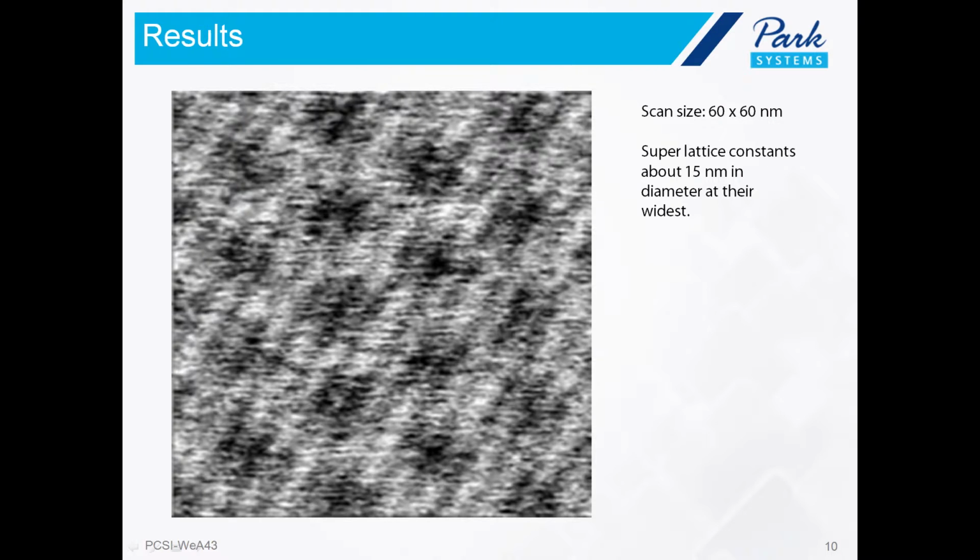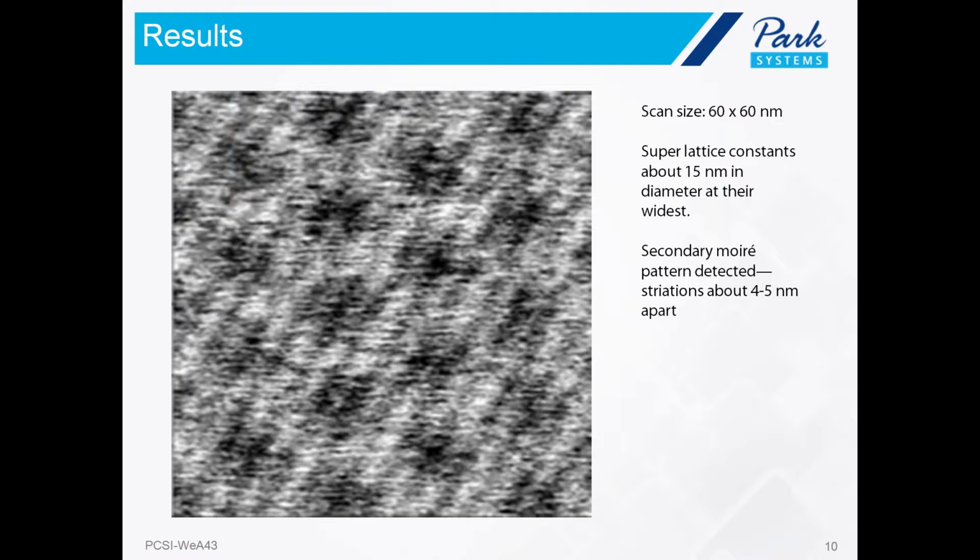So first, we wanted to measure the superlattice constants, the areas of darker contrast at their widest. So we took a look at their width in the horizontal direction. And we found that they were just about 50 nanometers in diameter at their widest. And that was typical of every single lattice constant that we measured here at the 60 by 60 nanometer scan. And that was something that we did expect, because we saw the superlattice constants appearing as far back as the 500 by 500 nanometer scan, the first one that we looked at in the series.